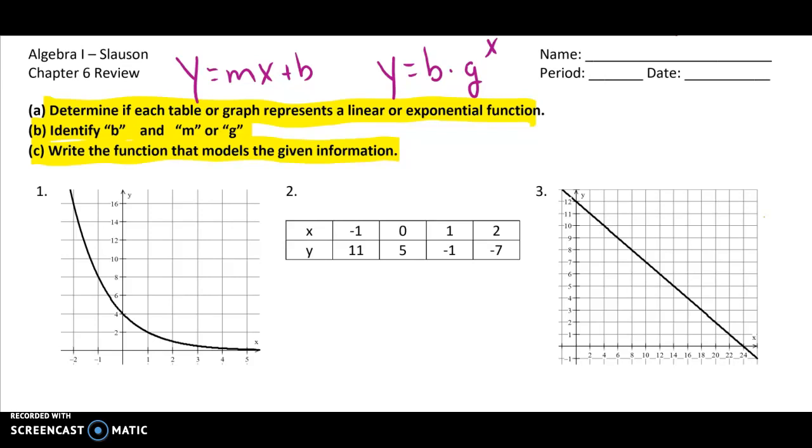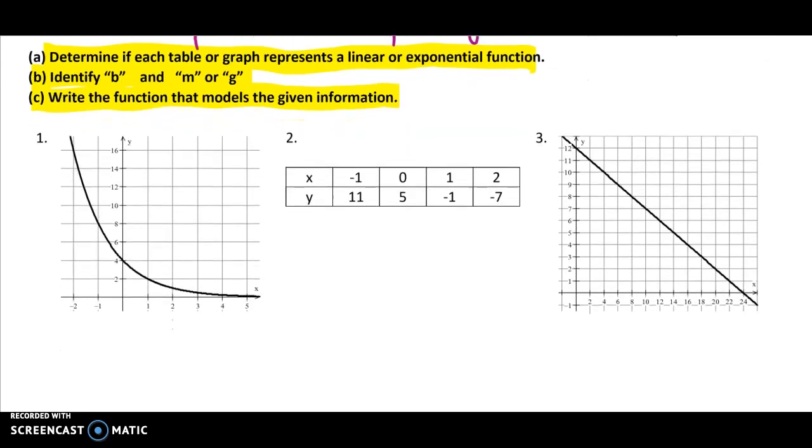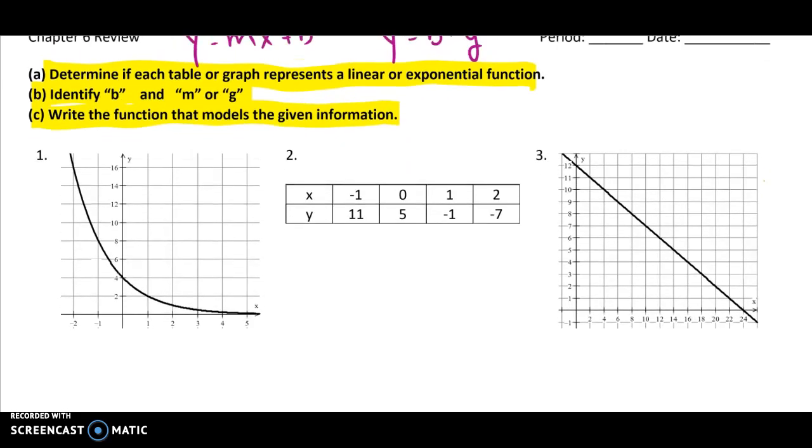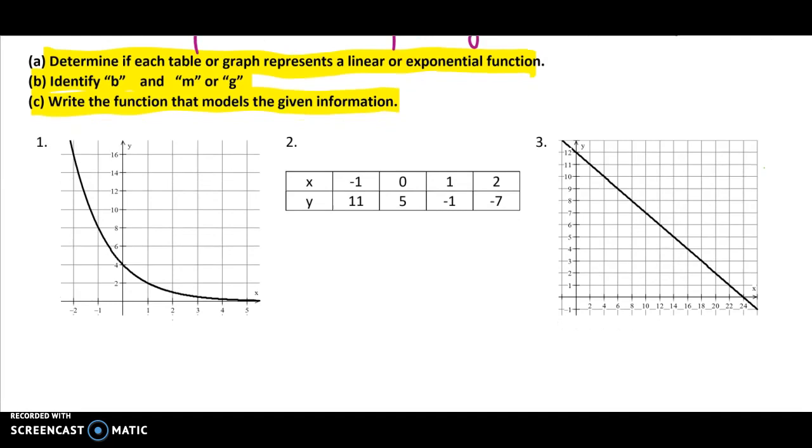So the first thing I'm going to do, we'll just go through and pick some random ones on the first page. So I'm going to start with just the first one. When I look at the problem, the first thing I notice is it's exponential. So, part A, I would just put an E for exponential. Then part B, I need to identify B and then G since it's exponential. And B is going to be this point right here. So B is 4.